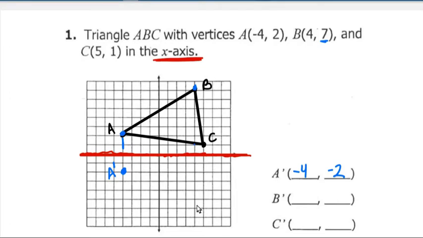3, 4, 5, 6, 7. And label it B prime. And the ordered pair for B prime will be 4, -7. C. Okay, so C is 1 unit above my line of reflection, so C prime will be 1 unit below.